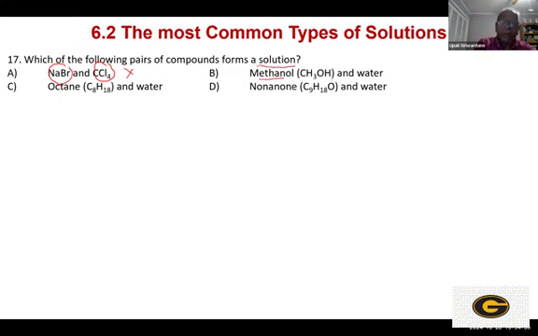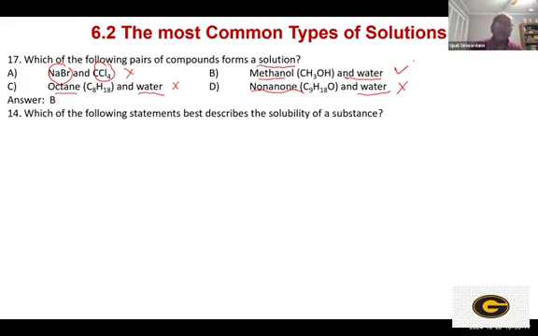Methanol and water both have hydrogen bonding and are polar compounds. These two mix with each other. Octane is non-polar, with London dispersion forces. Water has hydrogen bonding. Therefore, they don't have like intermolecular attractions. This is non-polar, this is hydrogen bonding, so they don't have like intermolecular forces. Therefore, the answer is B.